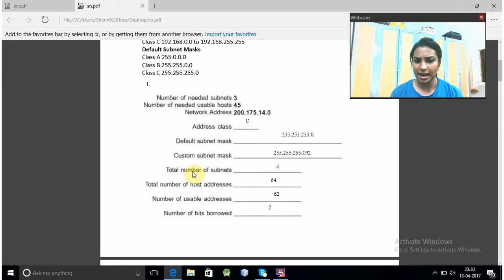Now they're asking about the total number of subnets. That is 2 to the power 2, which is 4. That is 2 to the power of the number of bits borrowed. They're also asking for the total number of host addresses. The number of host addresses will be 64, since of 8 bits we are borrowing 2, so it will be 64. The number of usable addresses will be 62, excluding the 2 addresses, network and broadcast. The number of bits borrowed is 2.